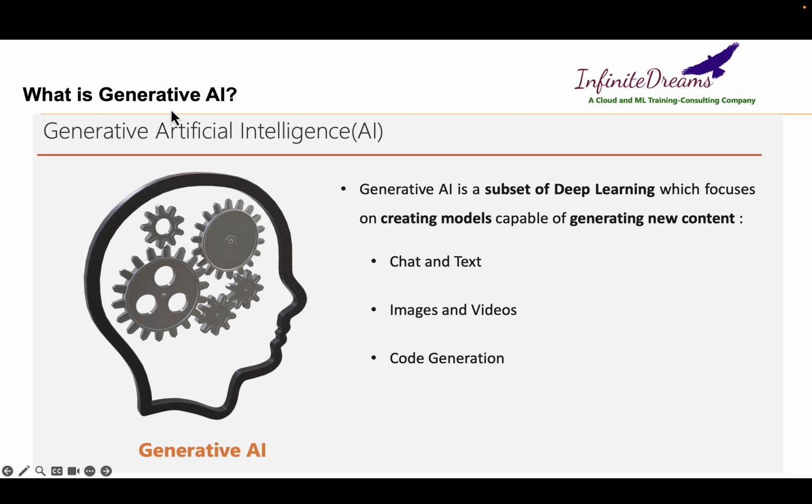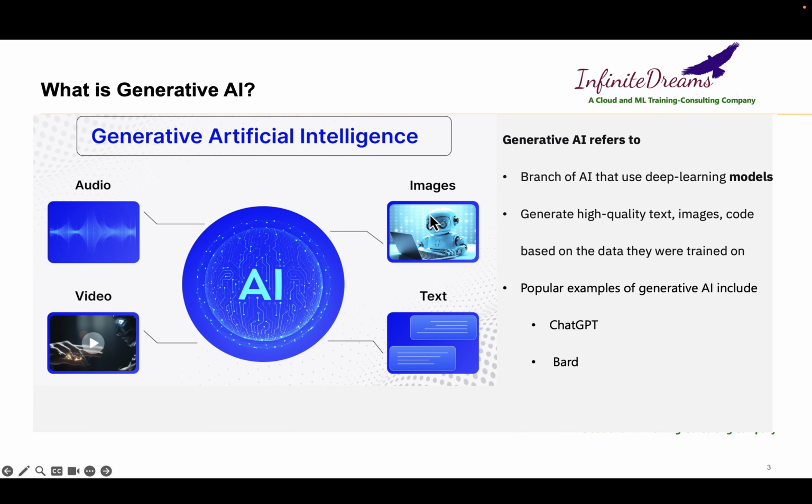As the name suggests, generative means generate. It is the branch of artificial intelligence which helps to generate new content. The new content could be in the form of text, images, videos, or new code. So this branch of AI which generates these types of content is called generative AI.